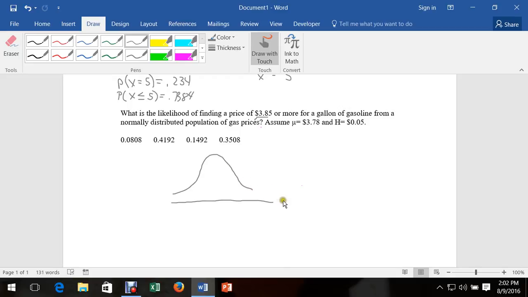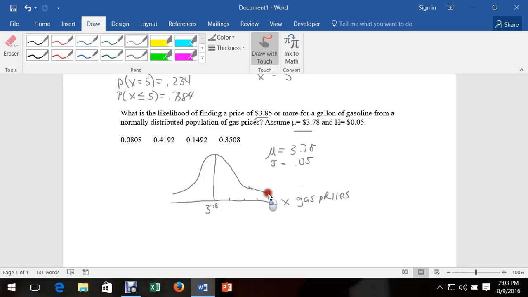And this is talking about the variable, we'll call it x, which is gas prices. What it says is that the average gas price, mu, that's the symbol for the mean or the average, is 3.78. And it says the variability, that should be standard deviation, sigma, is 5 cents. In other words, it varies by 5 cents. So the middle of the curve, that's the mean, that's the median, that's the mode, is 3.78. That's the mean. We know the standard deviation is 5 cents.